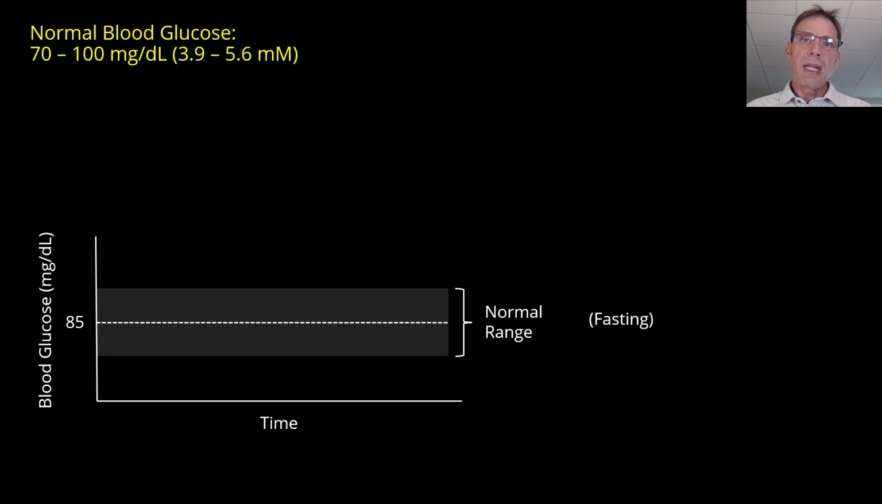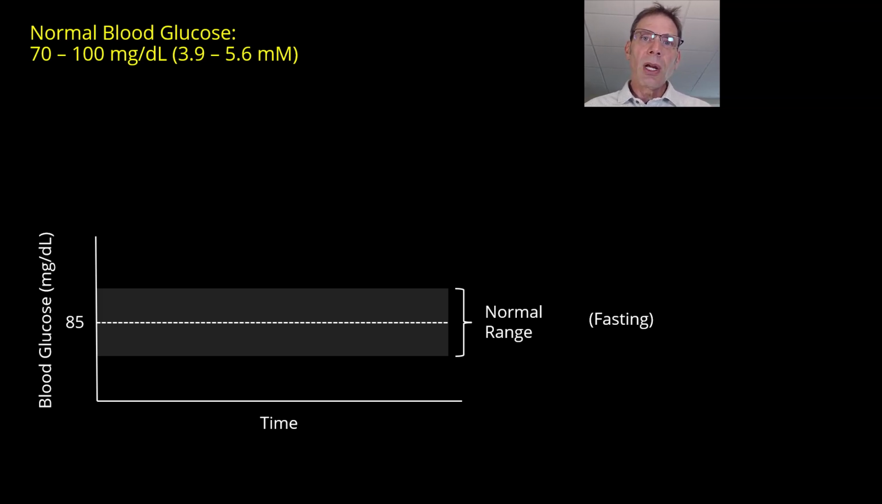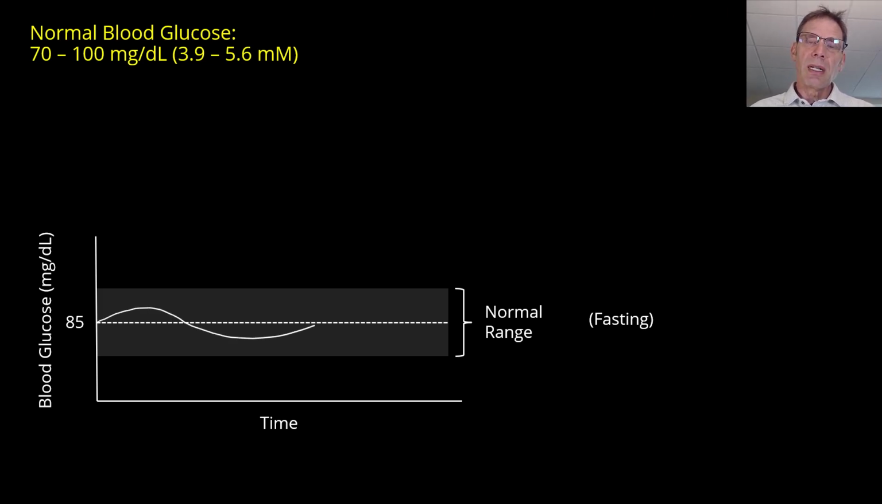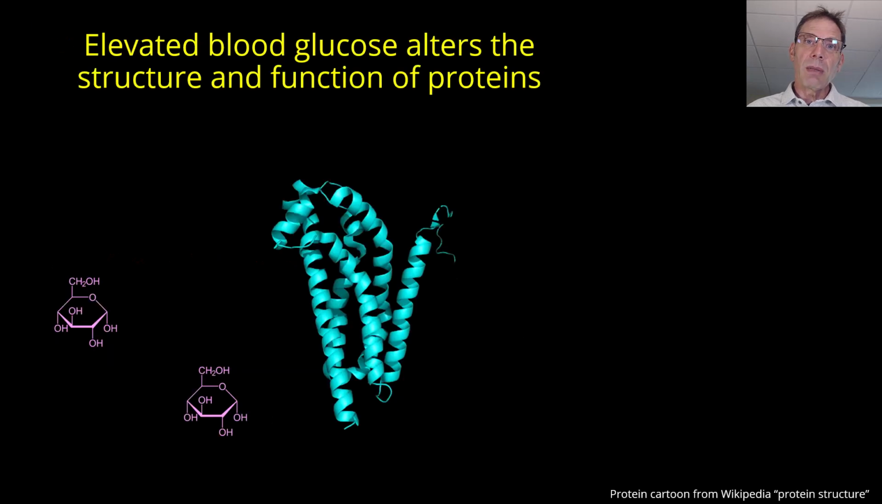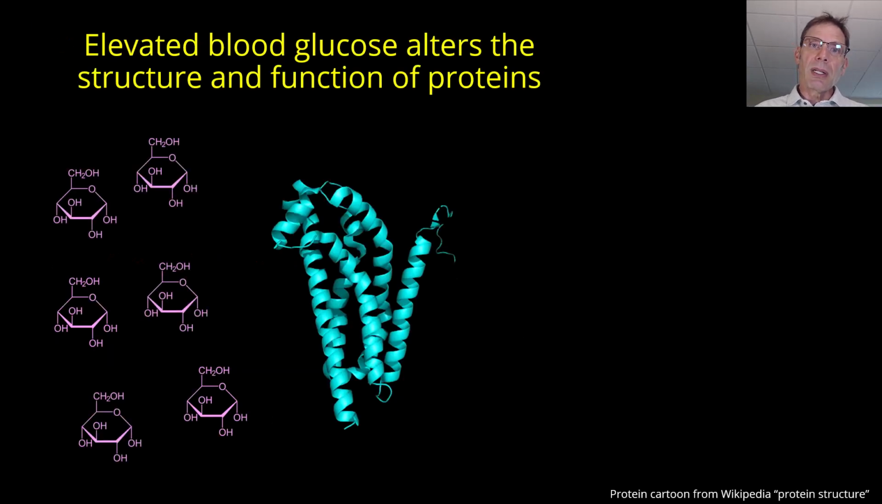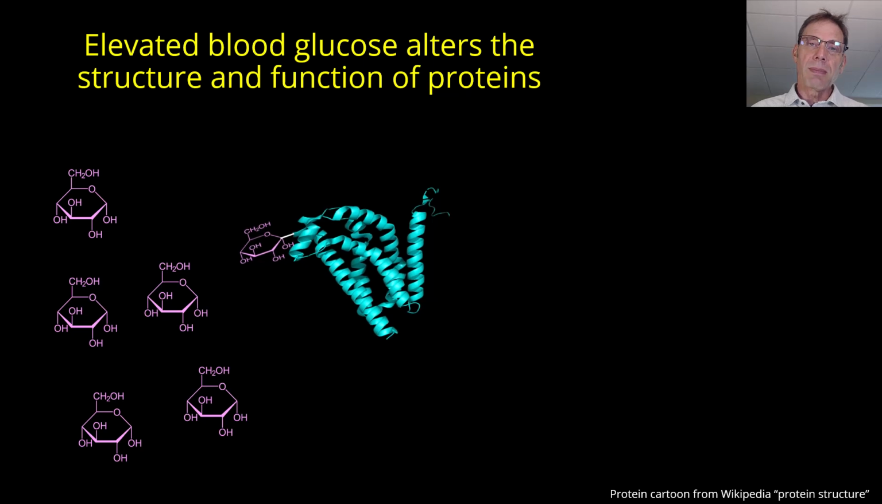Healthy people maintain blood glucose homeostasis, which means they maintain blood sugar levels within a normal range. That range is about 70 to 100 milligrams per deciliter, and that's in the fasted state when we haven't eaten. If blood glucose levels stay too high over a long period of time, the extra glucose molecules will attach themselves to proteins, and that is going to change the protein structure and function. This is what leads to tissue and organ damage that can eventually result in death.